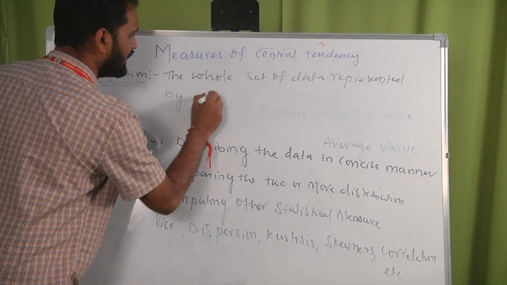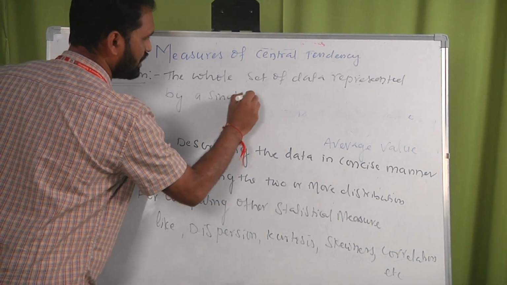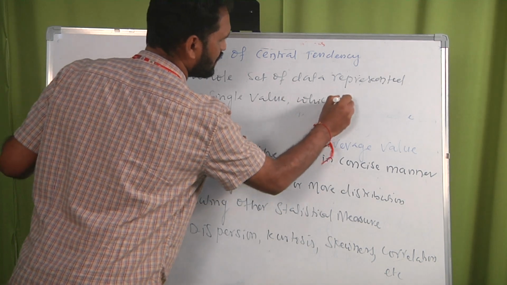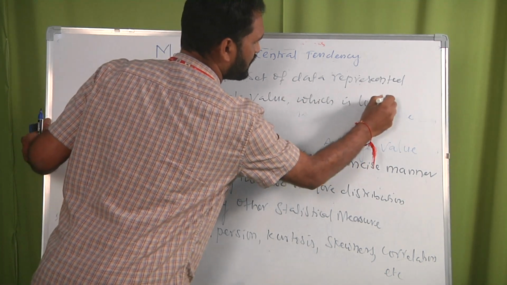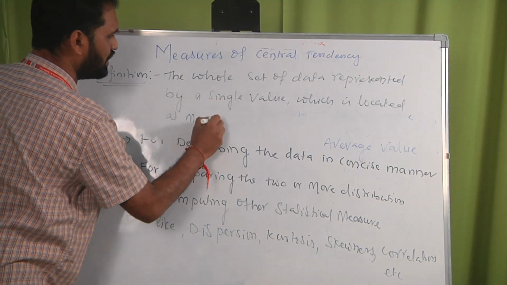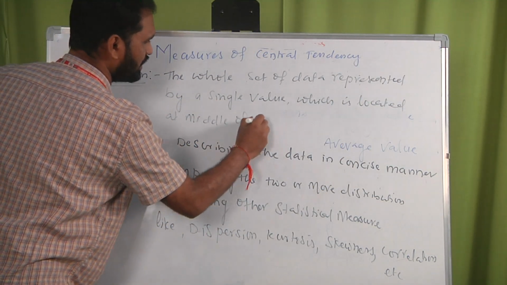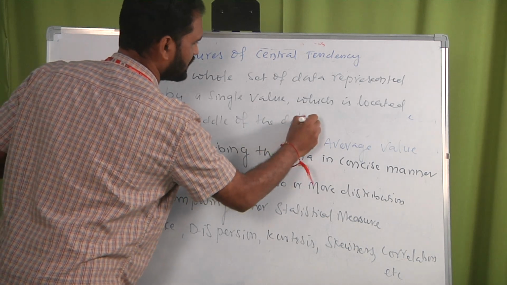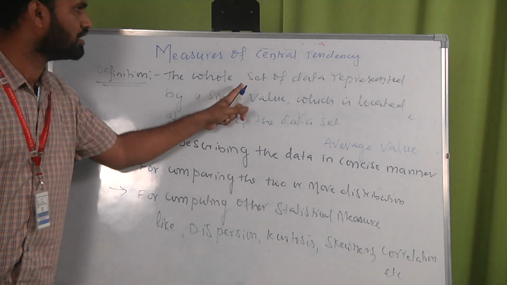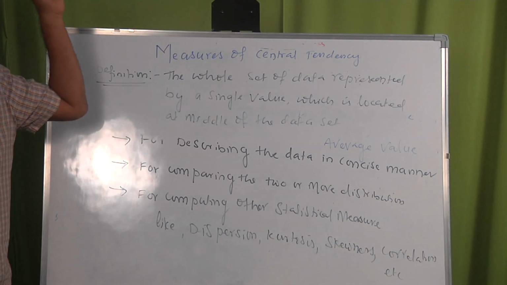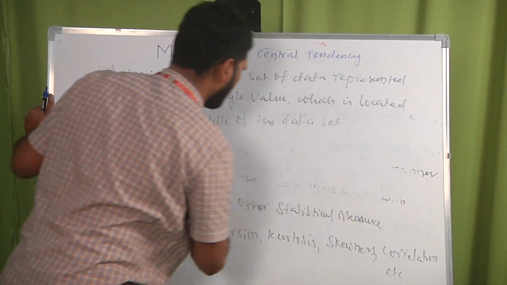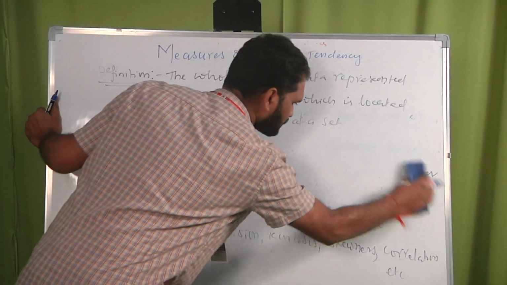by a single value which is located at middle of the data set. This is called definition of measures of central tendency. So I will go through an example. I will explain this definition.